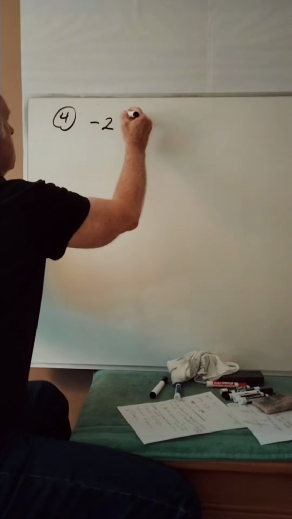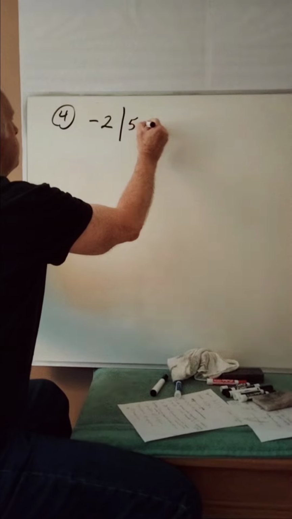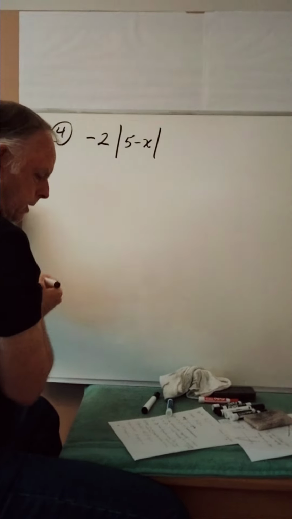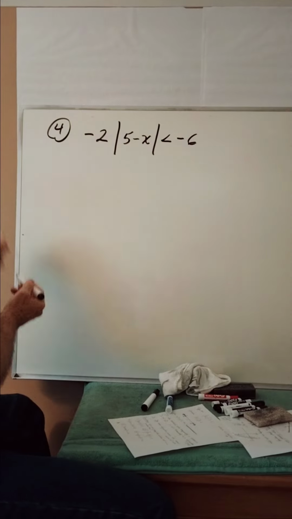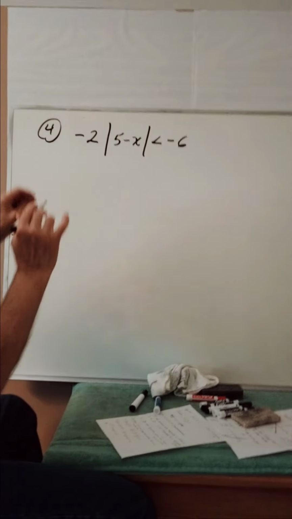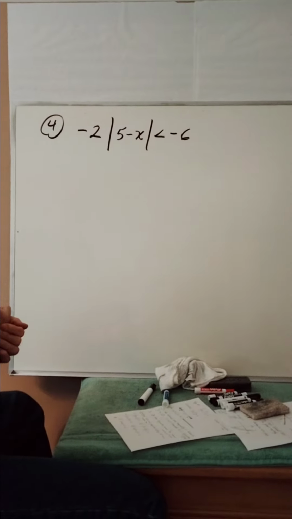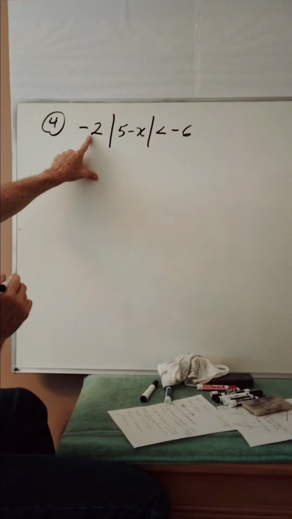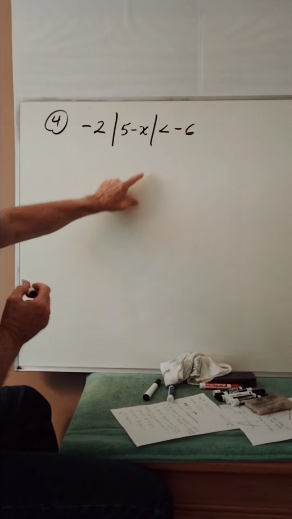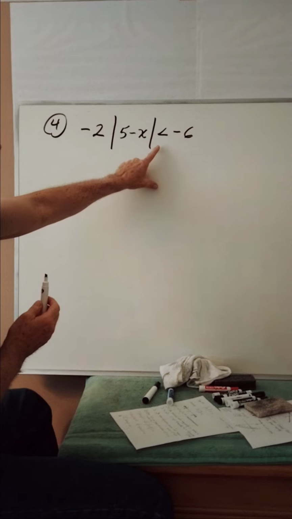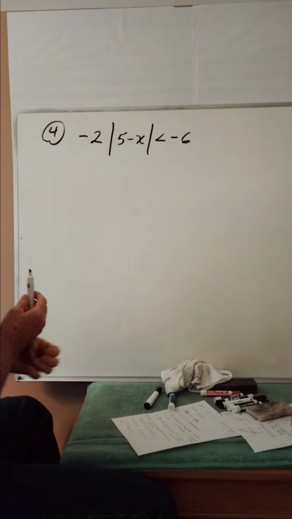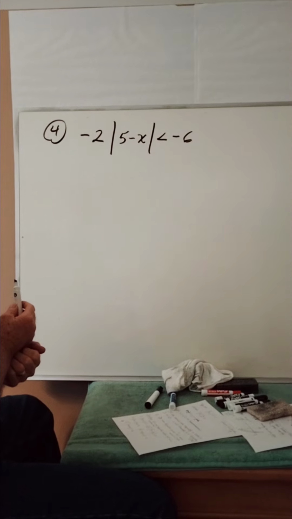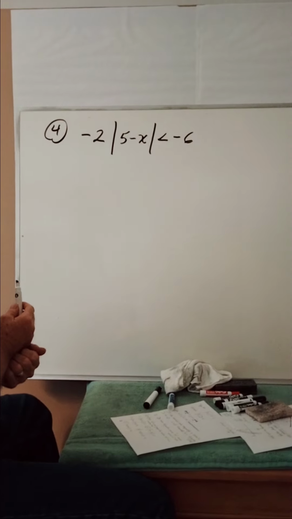Negative 2 times the absolute value of 5 minus x is less than negative 6. We can't change any statement. We're going to have to get rid of this negative 2 first. You might have thought, well, Johnson, you made a mistake because that's not greater than. No, it isn't right now, but it's going to change.